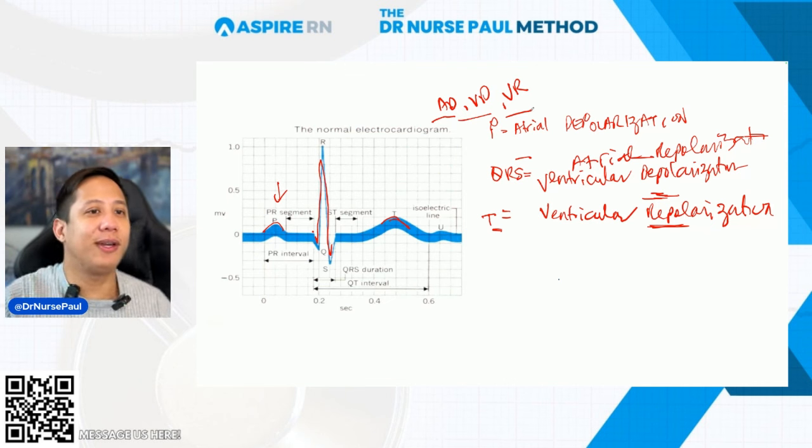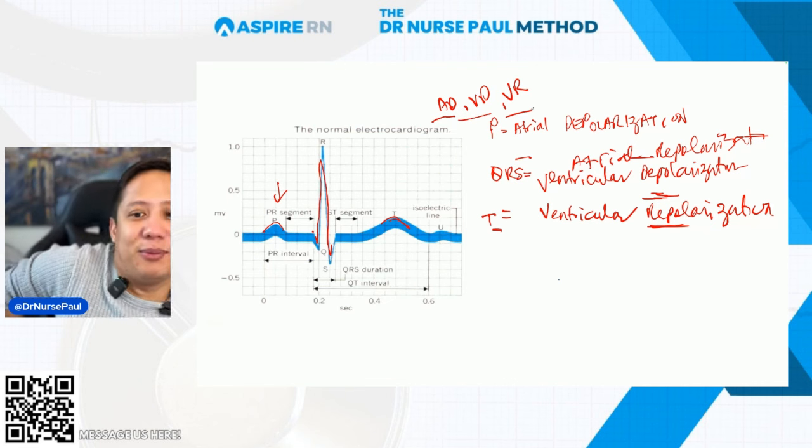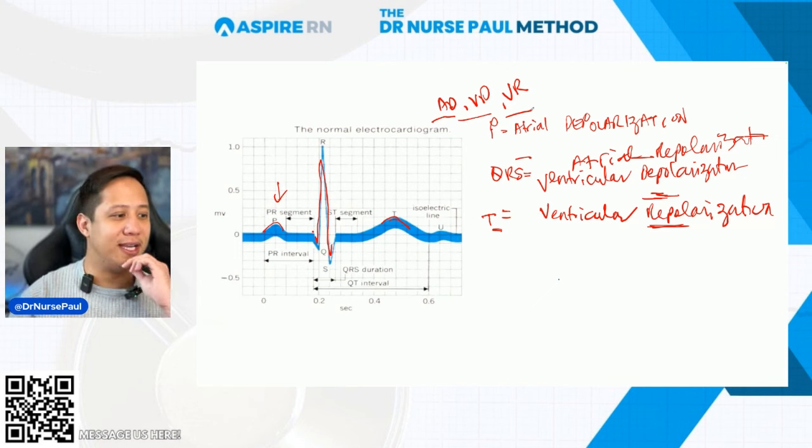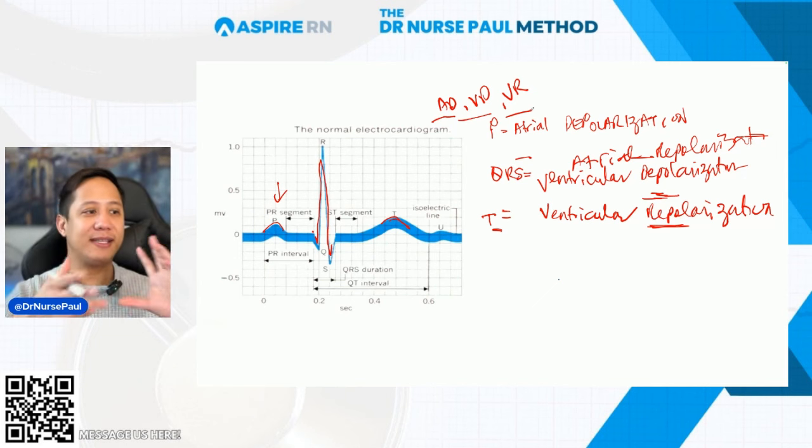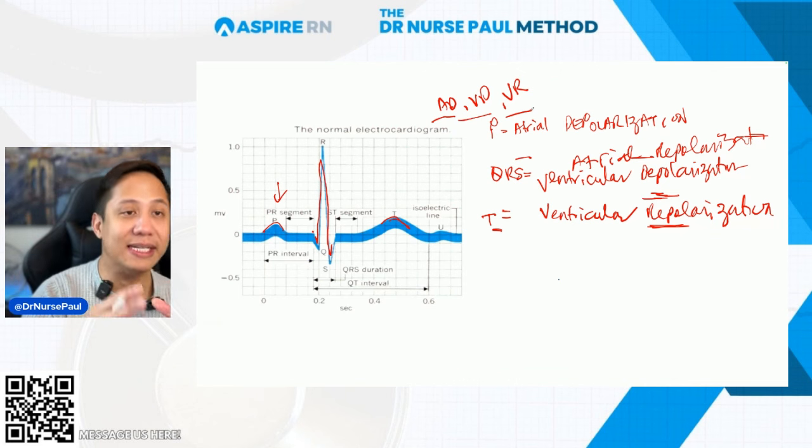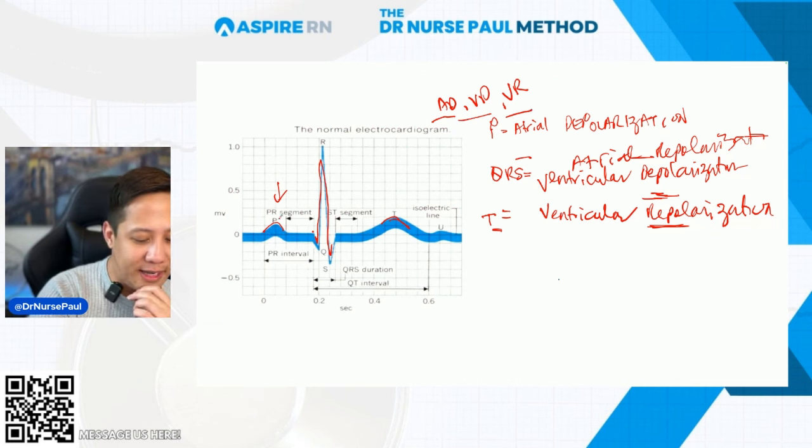All right. Okay. So now let's add some more. Let's sprinkle some more ingredients. Now that we've learned the basic waves, let's now talk about the intervals. You see the interval between P and Q is called PR interval, right? PR interval starts from the start of P until the start of Q. That's called PR interval. What is PR interval?